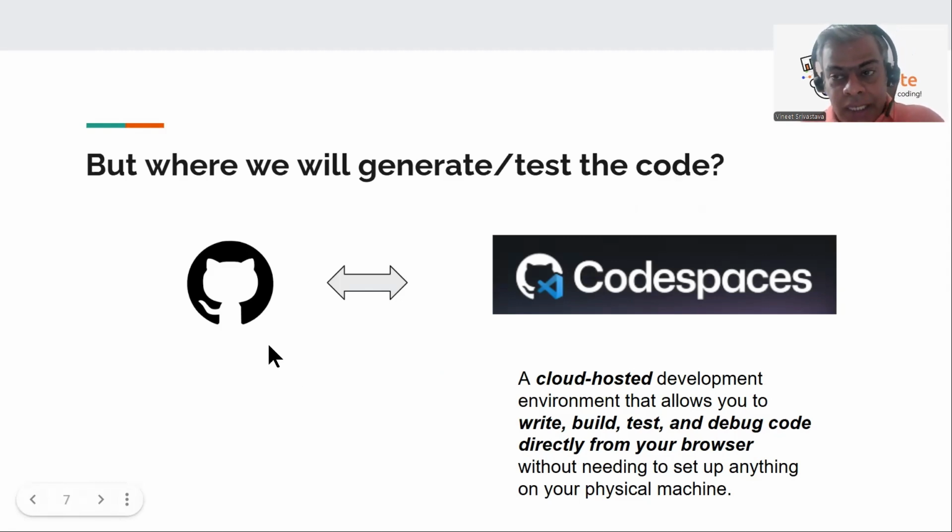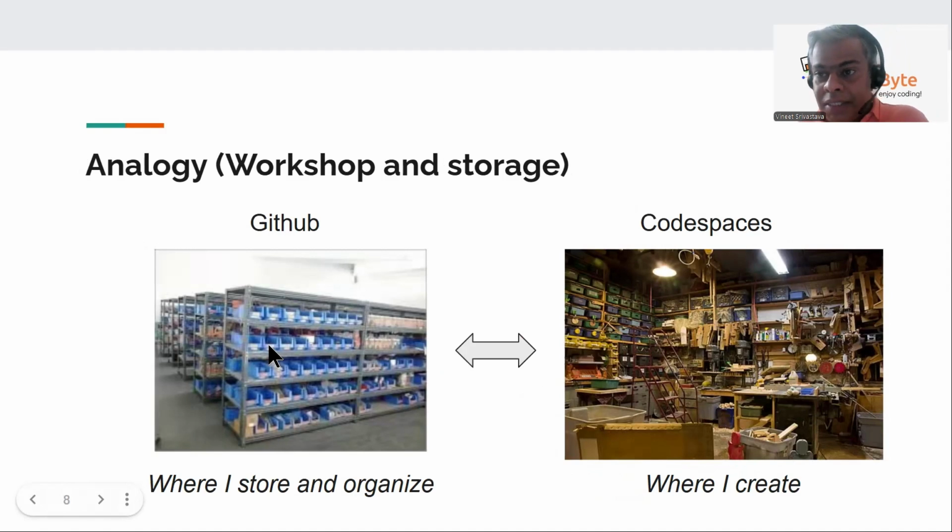Now, once again, an analogy helps. So I will give you this analogy. Think of this as a workshop versus a storage. So GitHub is where you're going to store and organize your codes. So you have shelves. In this case, we have folders. You put your Python files in there and so on. CodeSpaces is where you will create, right? So think of CodeSpaces as a workshop.